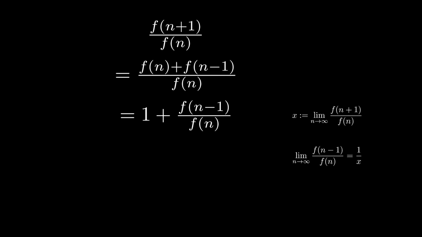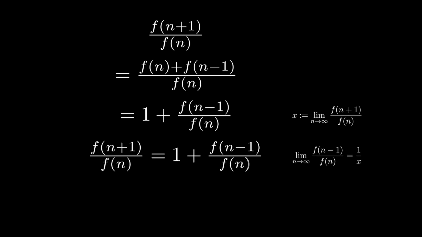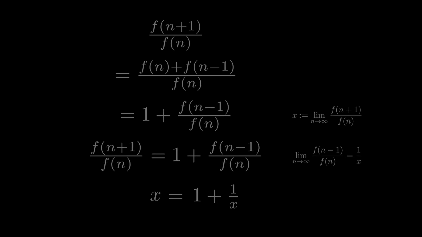However, we now see that f of n minus 1 over f of n is equal to 1 over x as n goes to infinity. So plugging that in, we get x is equal to 1 plus 1 over x. Does this seem familiar? Well, this is exactly the same equation as we had for the golden ratio. Therefore, we have now shown that f of n plus 1 over f of n equals phi when n goes to infinity.